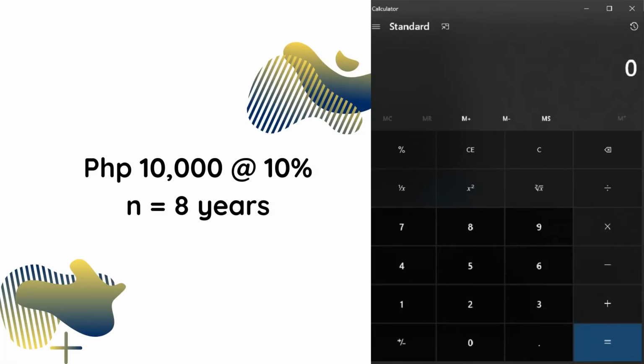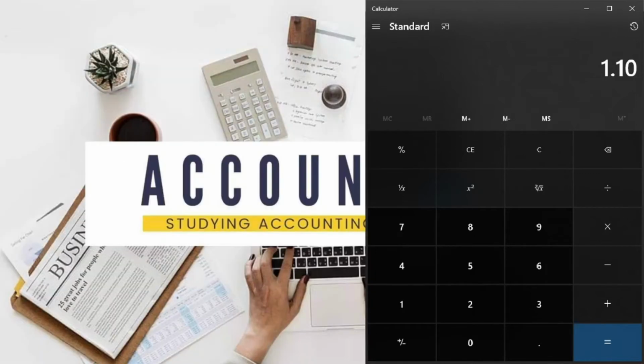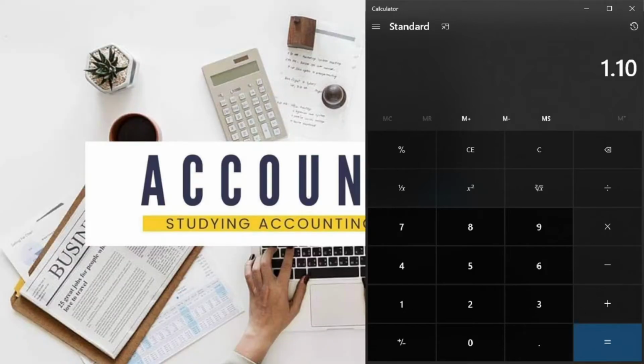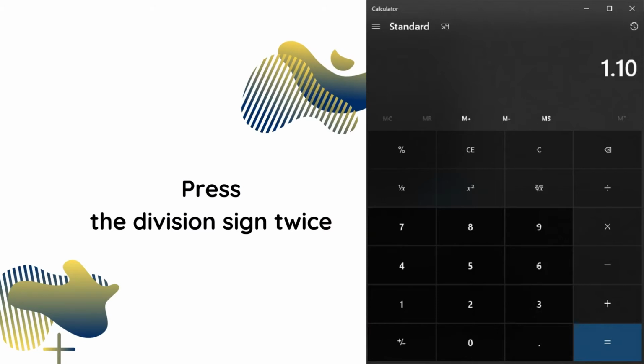For example, if we have to get the present value of 10,000 at 10% in 8 years, the first thing that we have to do is to press 1.10 in the calculator. For this, you have to consider the rate. If the interest rate is, for example, 20%, then you have to input 1.20 and so on. So the general rule for the first input is 1 plus the interest rate. After pressing 1.10, we have to press the division sign twice.